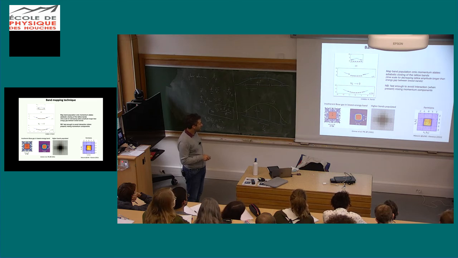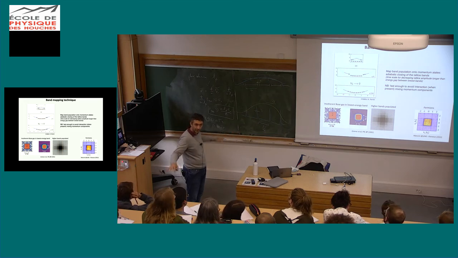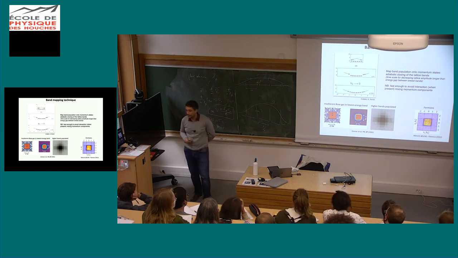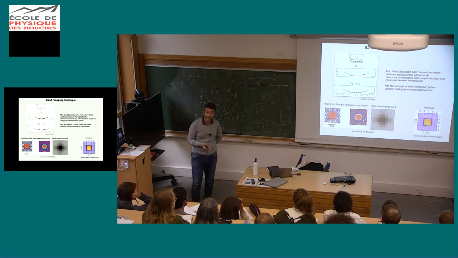Okay, and this was done with bosons as early as 2001. Here you see bosons which were only in the lowest energy band, so they occupy the lowest energy band but were not excited to higher energy bands. And you nicely see the square Brillouin zone associated to a cubic lattice.